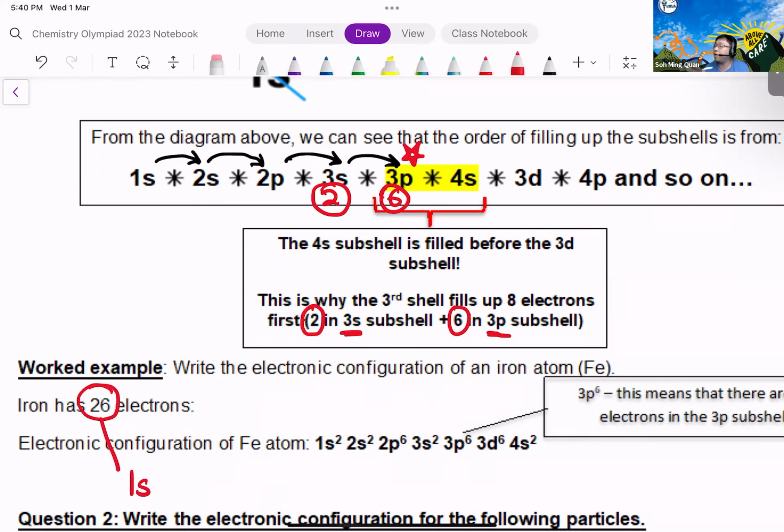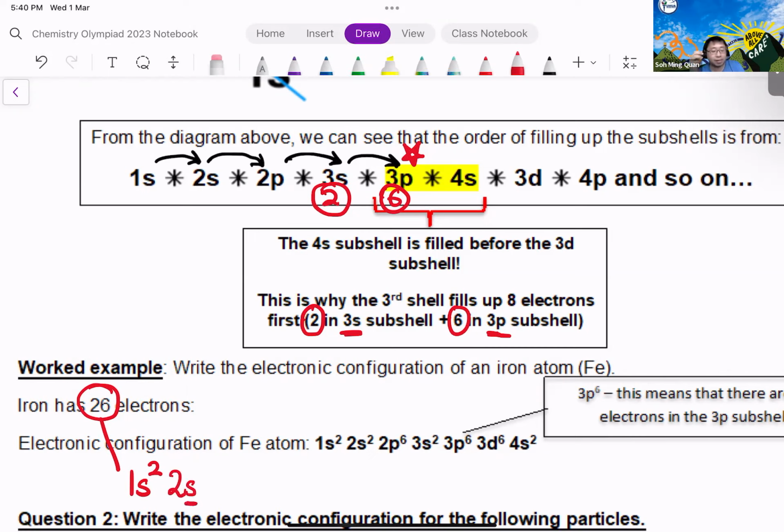1s can fill how many electrons? I look at the table. 1s takes up 2 electrons maximum. So I write 1s2 in this way. You notice now the 2 electrons is written as a superscript on top. So 1s, 2 electrons. Then after 1s is fully filled, we go to 2s.